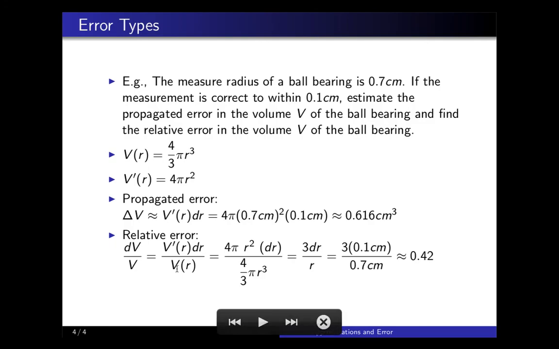If we put in our two expressions, we get 4 pi times r squared times dr, divided by 4/3 pi r cubed. Canceling the 4's, the pi's, and two r's in the numerator and denominator, and flipping the 3 up into the numerator, we get 3 times dr over r, which is 3 times 0.1 centimeters divided by 0.7 centimeters. Our units cancel away, which is something you want to make sure happens. We get approximately 0.42, or 42% error.